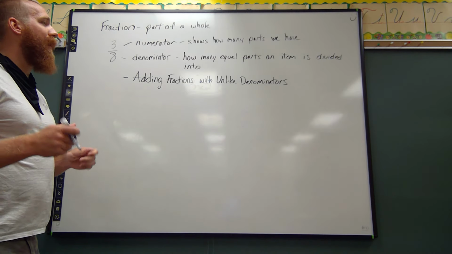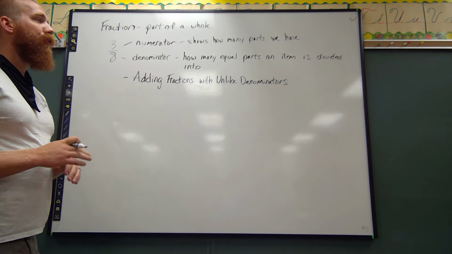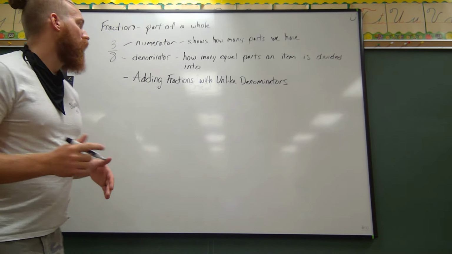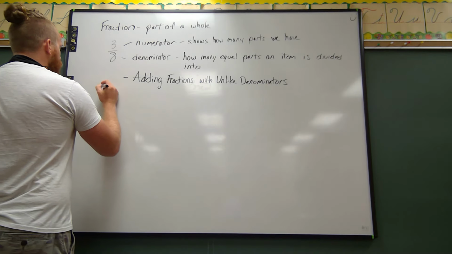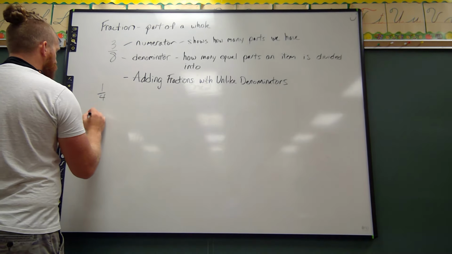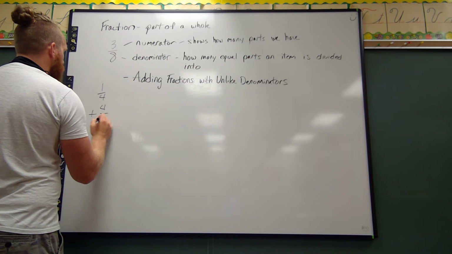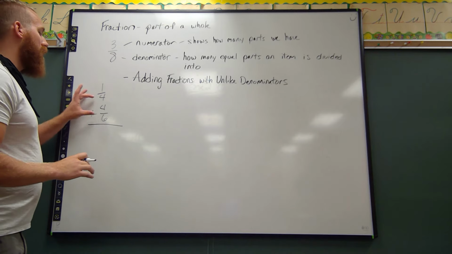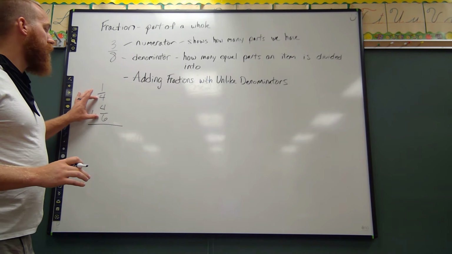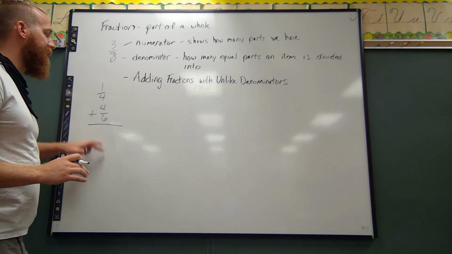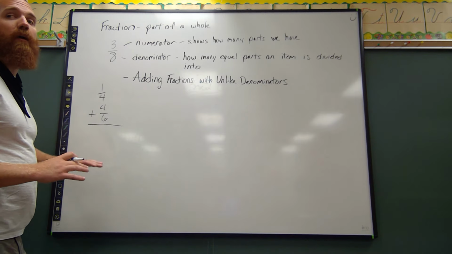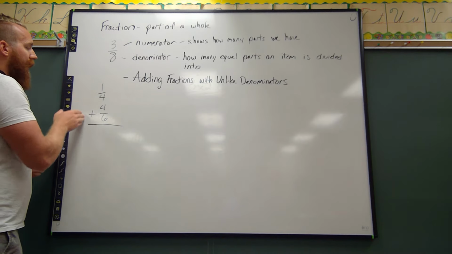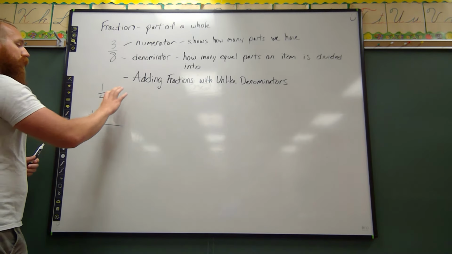Now, when you're adding fractions with unlike denominators, you can never add those fractions together until the denominators are equal. For example, if I had the fractions 1/4 plus 4/6, you cannot add those fractions together until the denominators are an equal number. You can't add 4 plus 6 and get 10 and 1 plus 4 and get 5 and have 5 tenths.